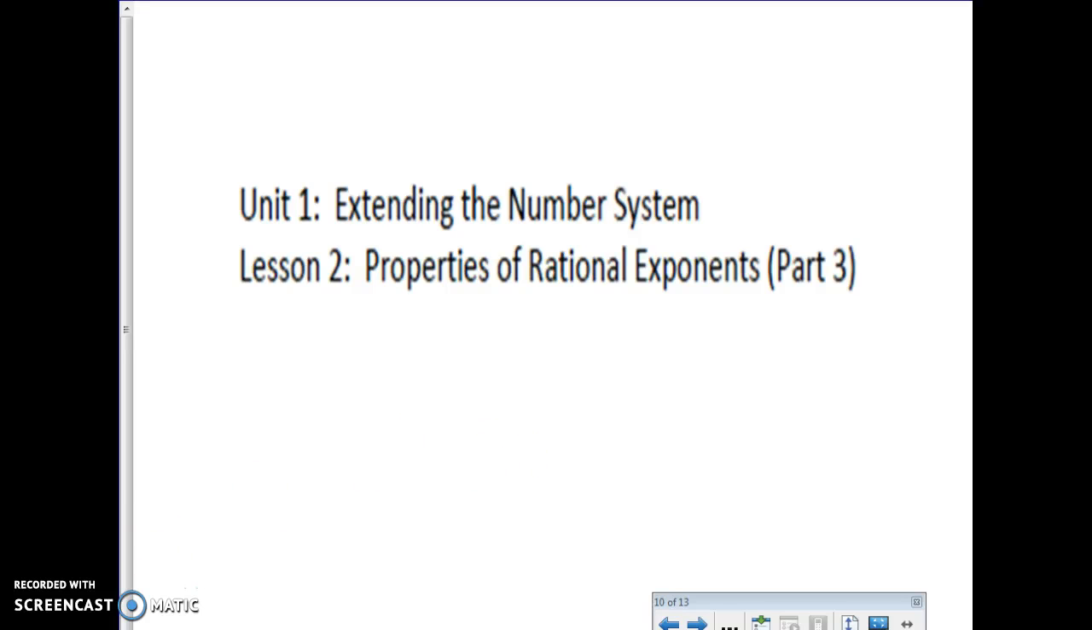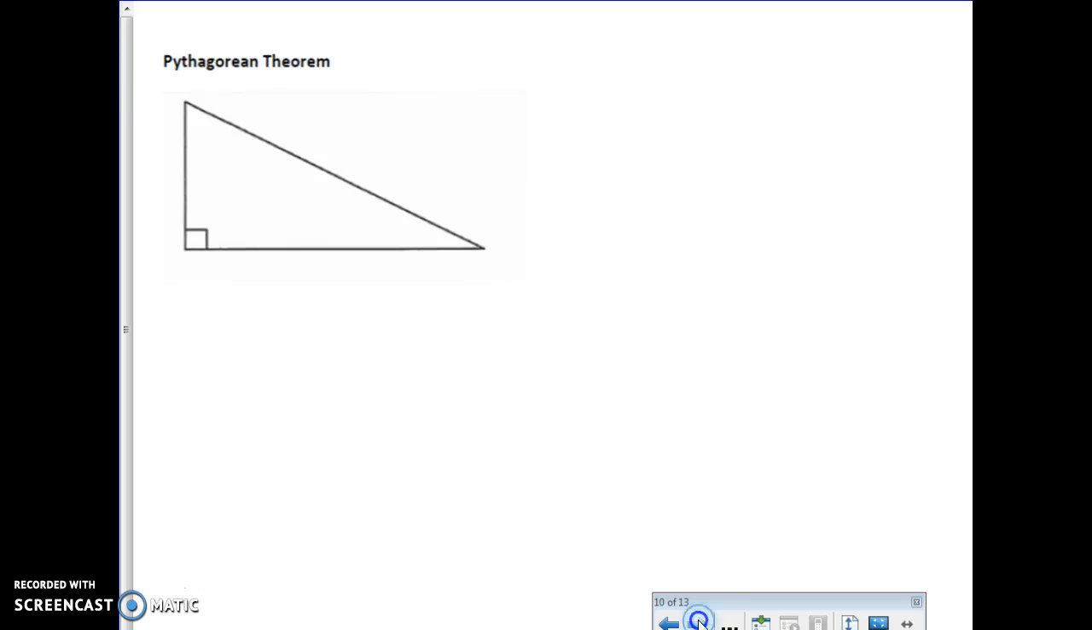Okay, guys. So what we want to do is try to apply some of the stuff that we've been talking about. We've been talking about the idea of simplifying radicals. That was what your homework was last night, and you guys watched some videos on it. And what I want to do is just show you guys how you can apply it. And one of the ways that you guys can apply it is using the Pythagorean Theorem.